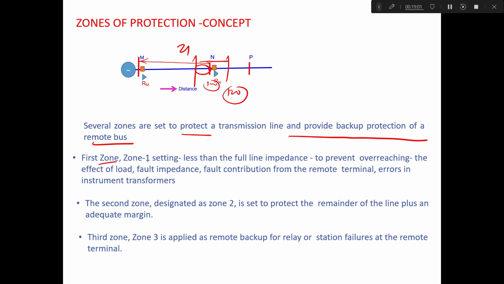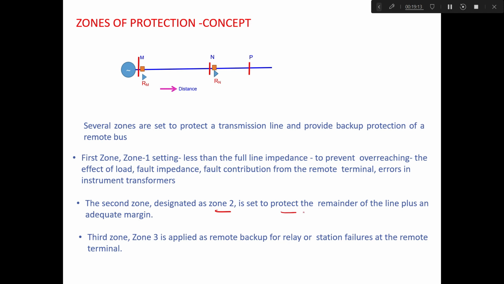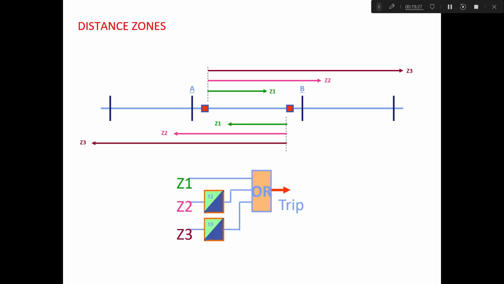First, the zone 1 setting is less than the full line impedance to prevent overreaching due to the effect of load, fault impedance, fault contribution from the remote terminal, and error in instrument transformers. The second zone, designated as zone 2, is set to protect the remainder of the line plus an adequate margin. Zone 3 is the backup of the longest line from the remote bus.